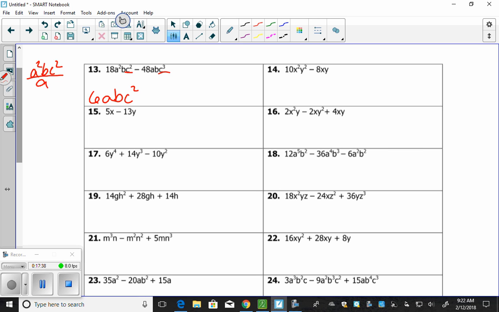A squared means I have 2 A's. B is just 1 B. C squared, 2 C's. Okay? A, B, C, cubed. I have 1 A, 1 B, 3 C's. They have 1 A in common. There's not another A over here, so I can't use this one.